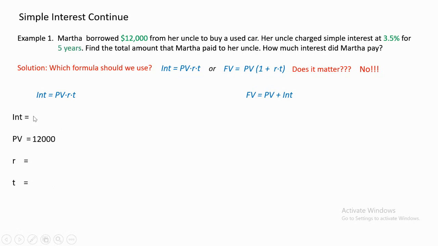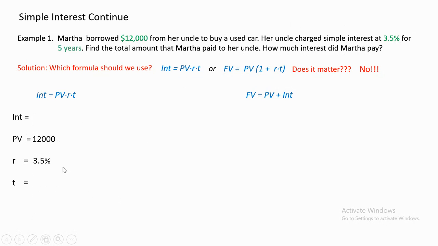Okay, so if we're looking for the interest, my present value is $12,000, the money that Martha borrowed. The present value or the principal, it means the same thing. Now, the R stands for interest rate. The interest rate is very easy to observe because it's a number that has the percent symbol. So the interest rate, R, is 3.5%.